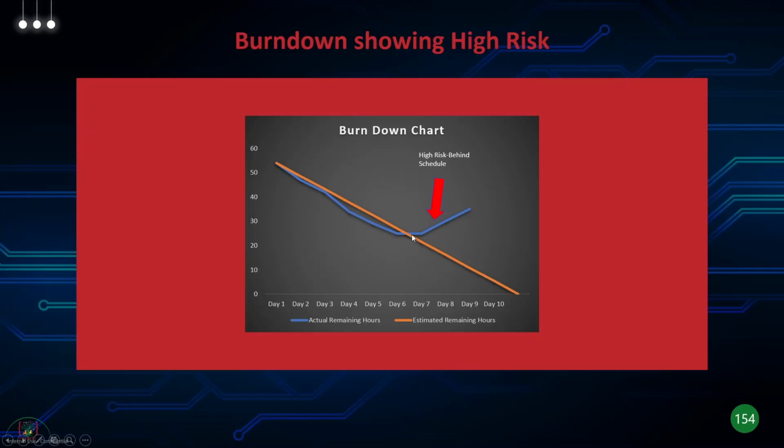So you don't let the burn down go to this stage. That is our ideal situation. Try to tackle it beforehand, and that's why when you look at the burn down chart every day, you are basically able to see how you're progressing and what risks you might have, and you can accordingly take some course corrective actions.